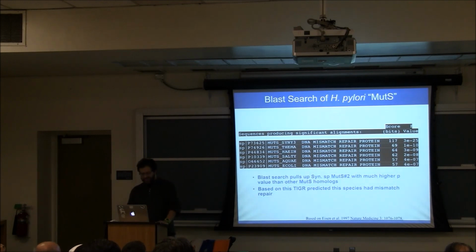So I went in and looked in detail at what they did. They did a BLAST search. Their BLAST search with their gene pulled up sequences that in the database had been annotated as DNA mismatch repair protein, yada, yada, yada. And they inferred that their gene was a mismatch repair protein and the organism had mismatch repair.